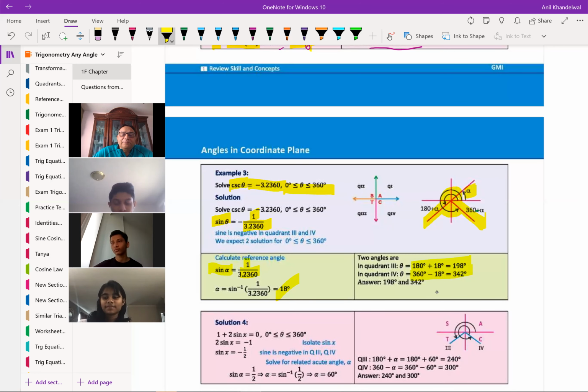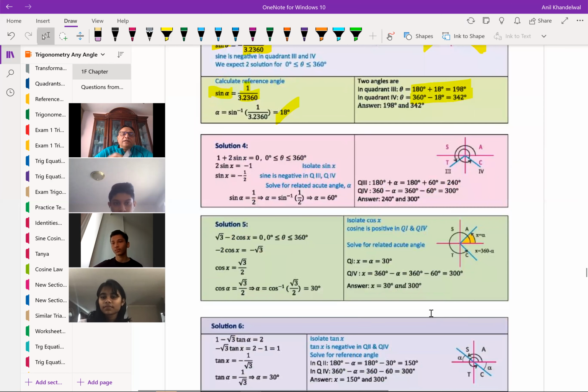Correct. Another example, example number 4. So Samita, can you please read example number 4? Solution 4. Isolate sine x, right? Yes. So: 1 plus 2 sine x equals 0. We need to find the solution of theta between 0 and 360 degrees. We'll isolate the trigonometric ratio: 2 sine x equals minus 1, on the other side divided by 2. Sine x equals minus half. Correct?